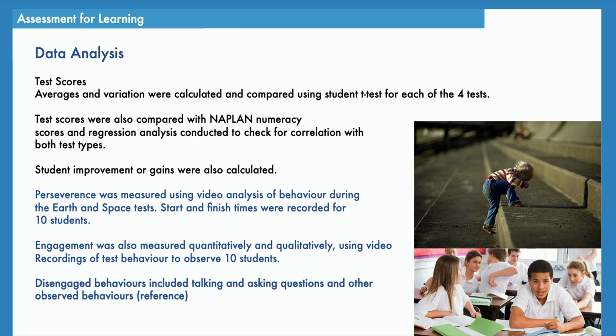Perseverance was measured using a video analysis of behaviour during the Earth and Space tests. So the start and finish times were recorded for 10 students. Engagement was also measured quantitatively and qualitatively, again using video recordings of the behaviour to observe 10 students in those tests. So disengaged behaviours might include things like talking, asking numerous questions, or other out of seat and other types of behaviours like that.